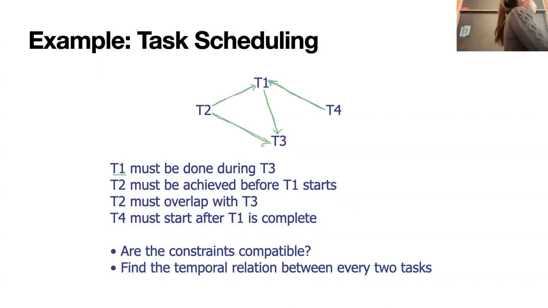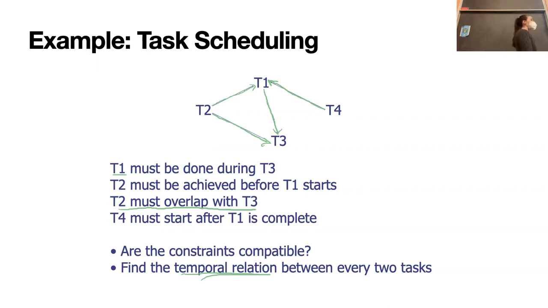Well, we've kind of created a relaxation, right? Like T2 must overlap with T3. This sounds like a really complicated scheduling problem. And finding these types of temporal relationships between every two tasks can be really difficult. This is actually a very difficult problem. This is used for different things like scheduling robots.